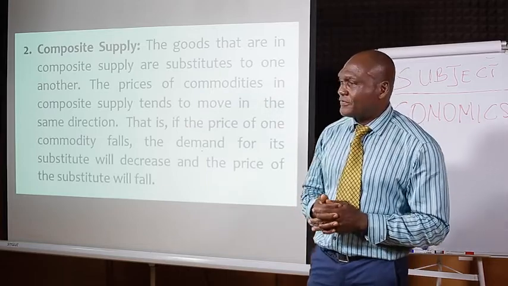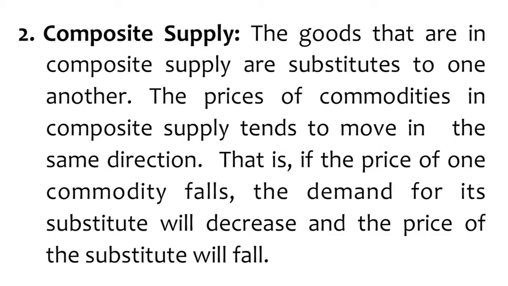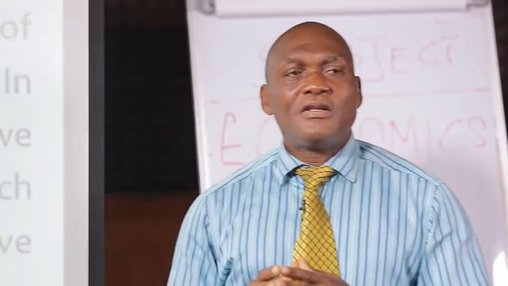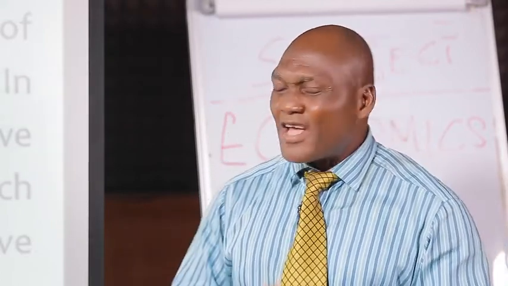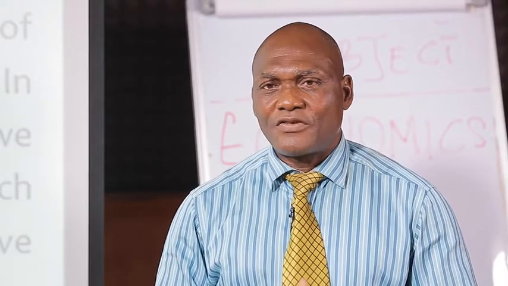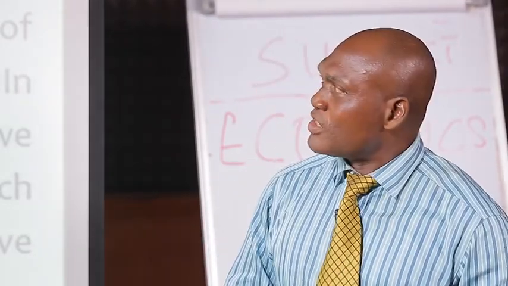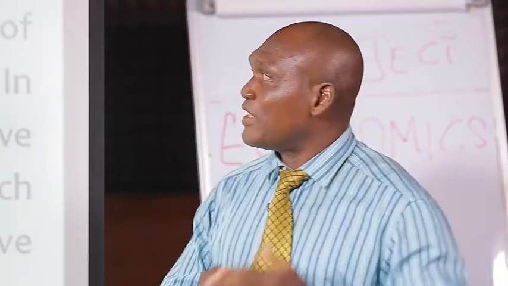Composite supply. The goods that are in composite supply are substitutes to one another. The prices of commodities in composite supply tend to move in the same direction. That is, if the price of one commodity falls, the demand for its substitute will decrease and the price of the substitute will fall. So here, the price of goods in composite supply tends to move in the same direction.